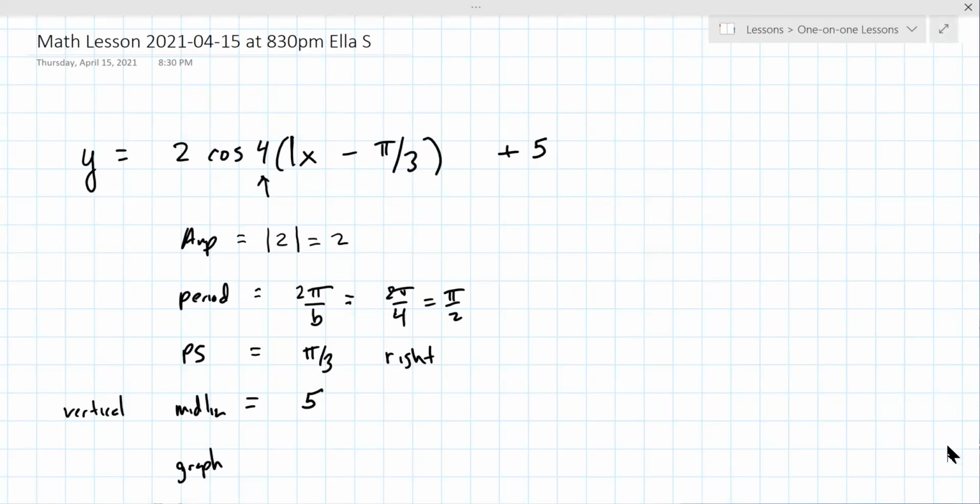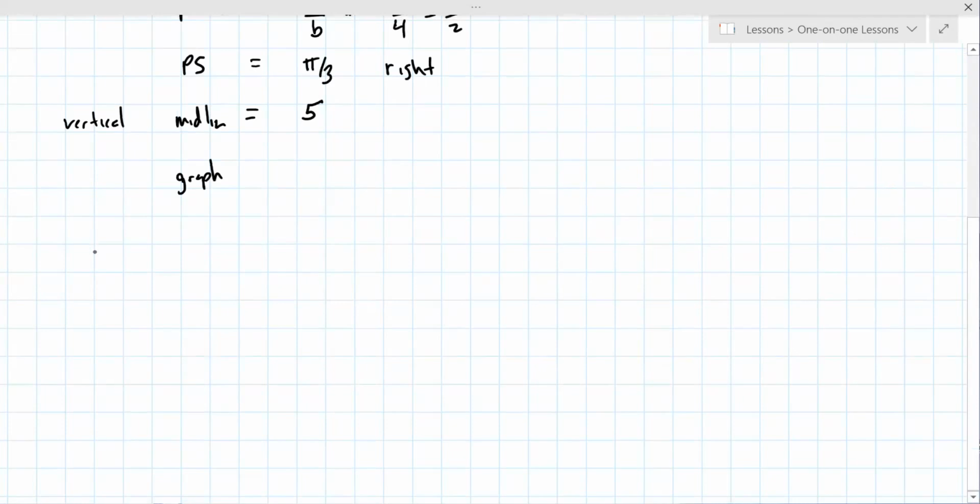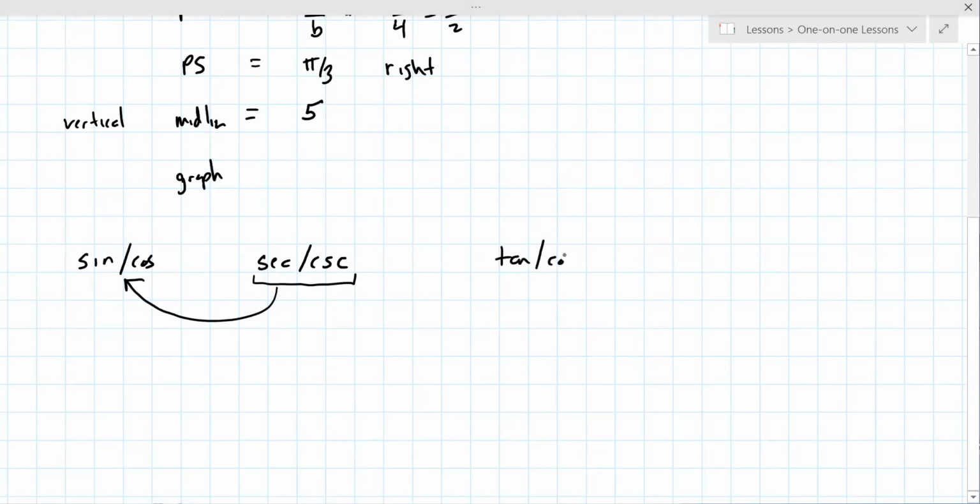So this section does cover graphing of other trig functions besides sine and cosine. It also covers secant and cosecant. And to graph these, you end up having to graph the sine or the cosine and then connecting it. And then there's also tangent and cotangent. Hopefully this is all familiar to you. Yeah. Okay.